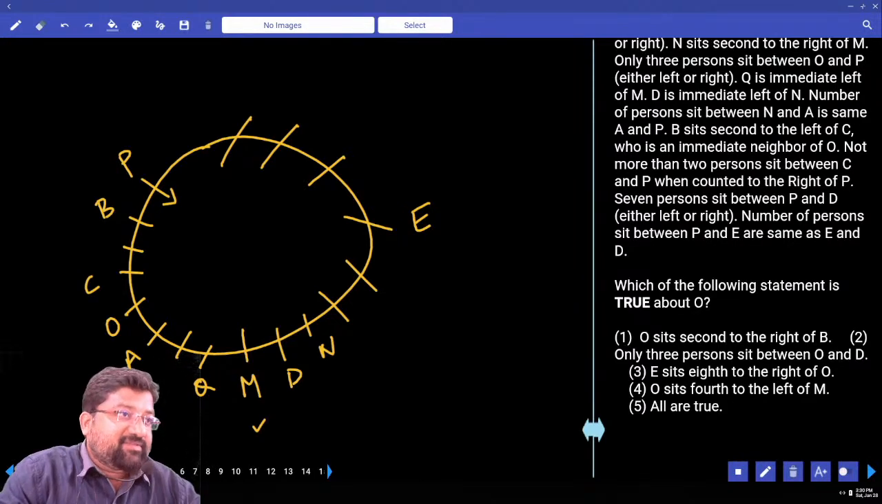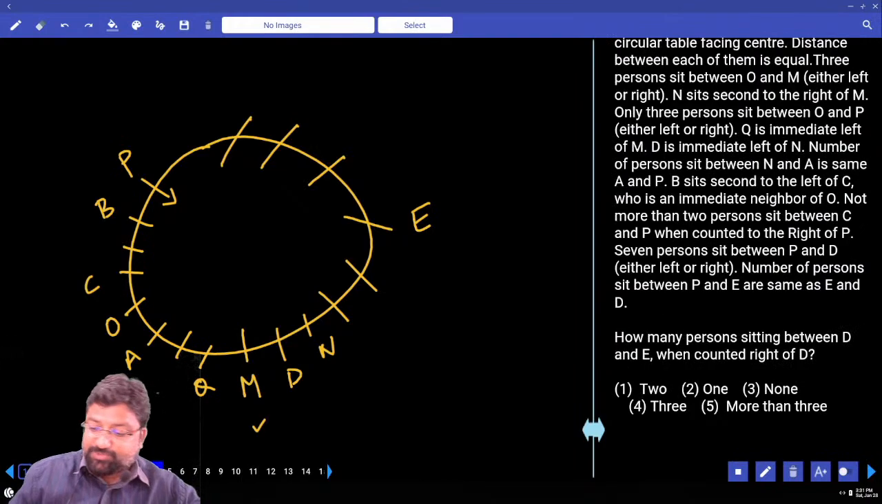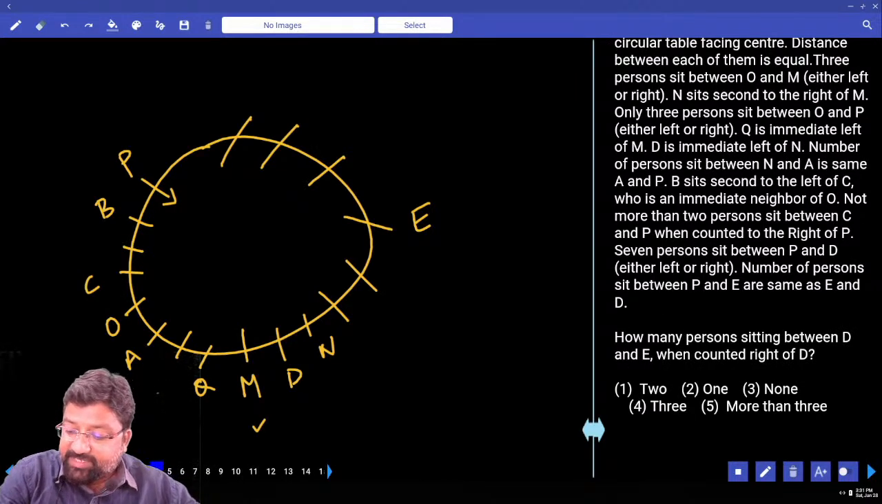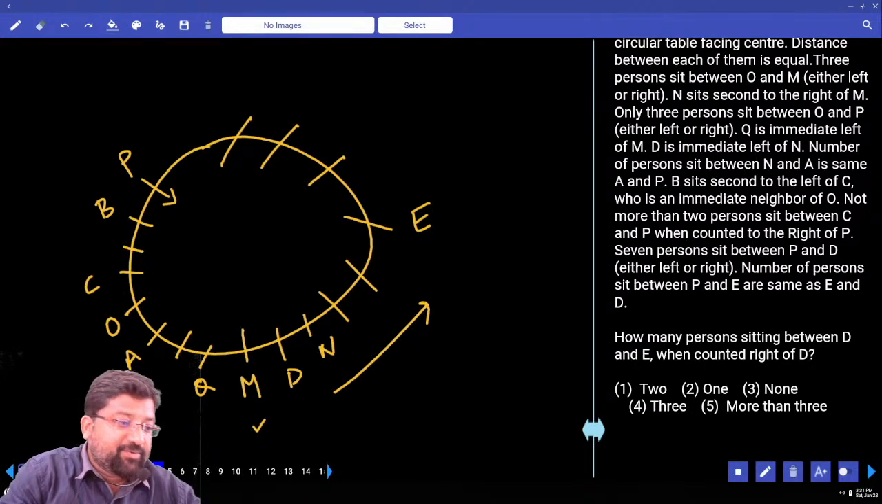No, he is ninth. O sits fourth to the left of M. Right or wrong? Yes. Which option is my answer? Fourth option. How many persons are sitting between D and E when counted to the right of D? How many do you see? 3 people.